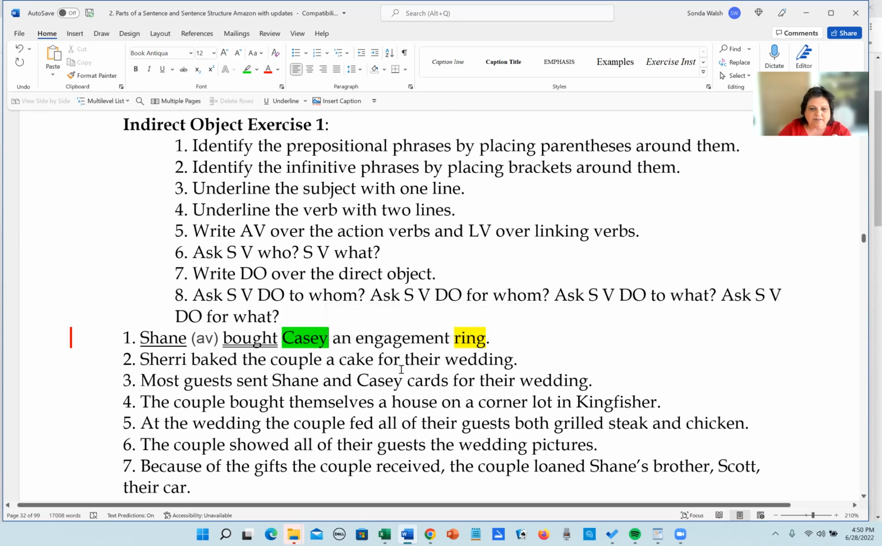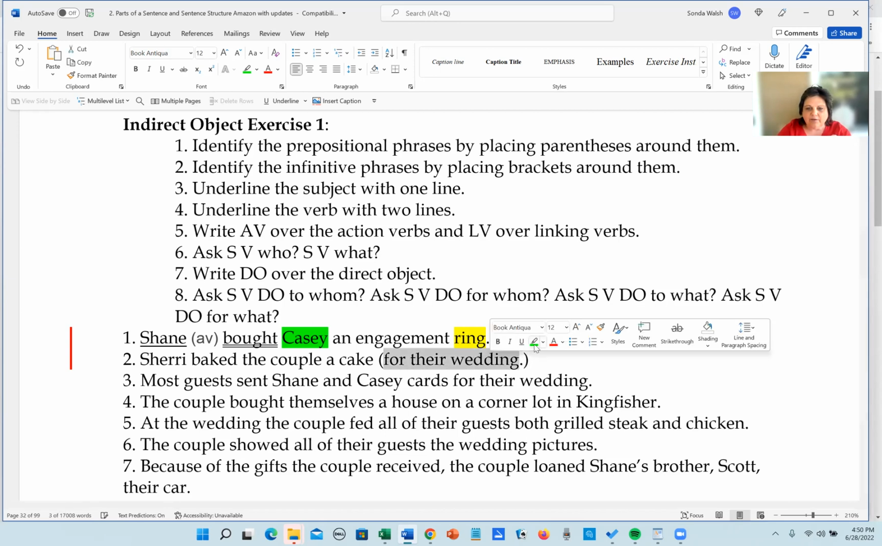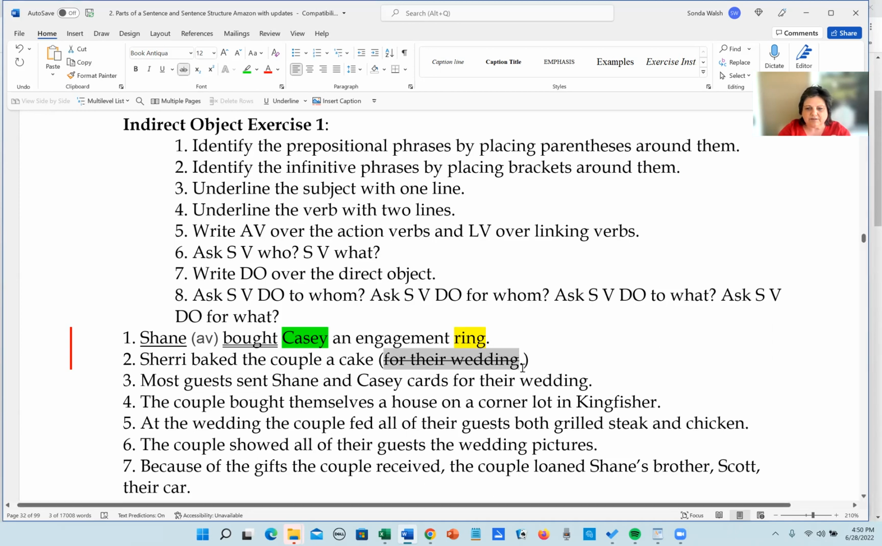The first thing we do is find our prepositional phrase. For their wedding is a prepositional phrase. I'll put that in parentheses, and I will mark it out because we will not find our indirect object, our direct object, or our subject in a prepositional phrase. Okay, so then we ask ourselves, what is the subject? Sherry is the subject. Underline that one time. What did Sherry do? Sherry baked.